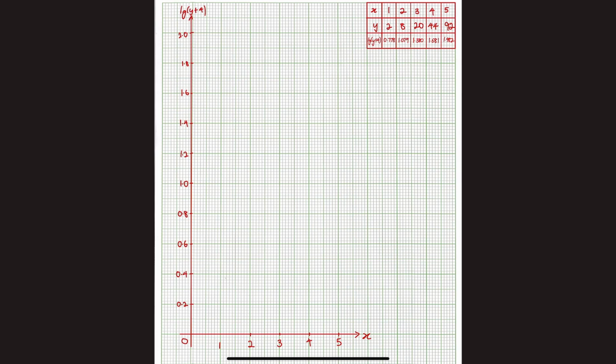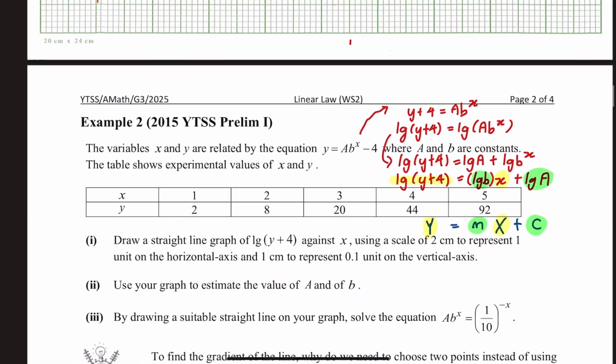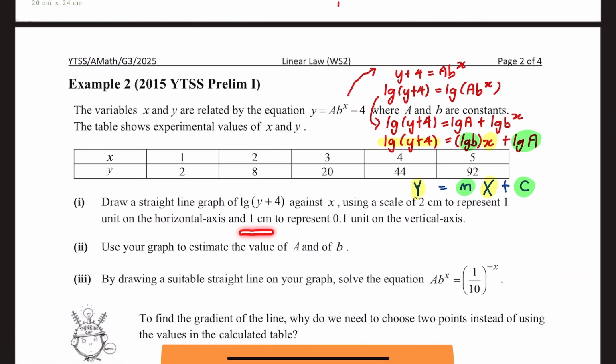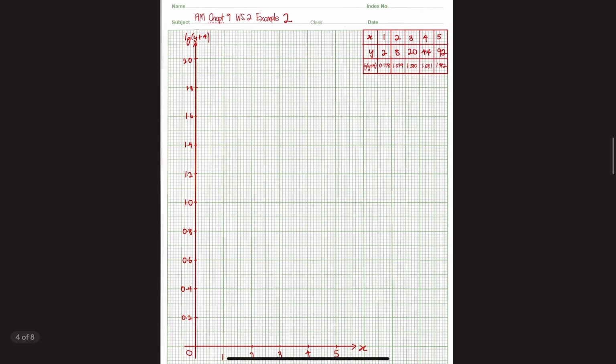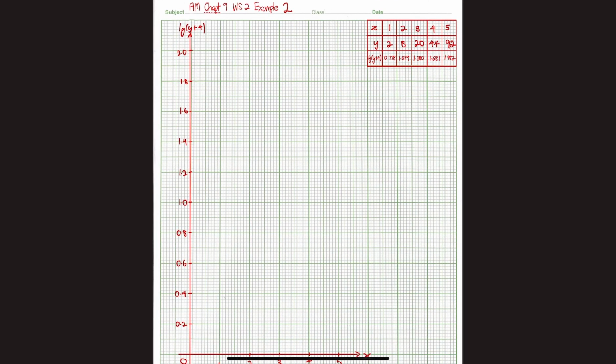Remember to read the question carefully. The question tells you that 1 cm is to 0.1 unit on the vertical axis, and 2 cm is to 1 unit on the horizontal axis. Then once you have done that, you can now plot your points based on the graph here.